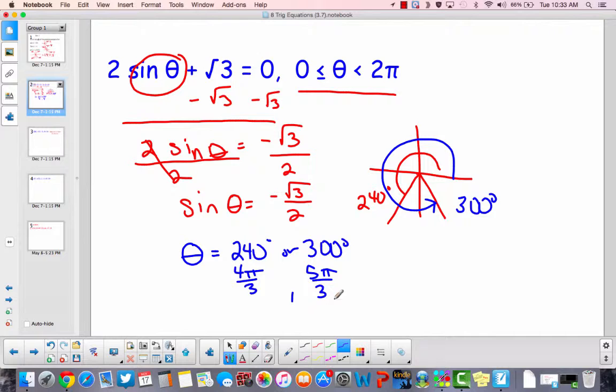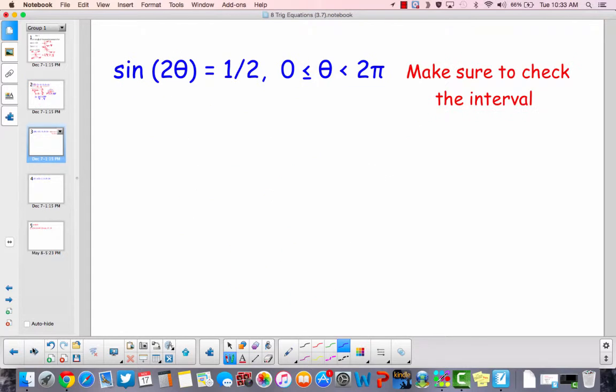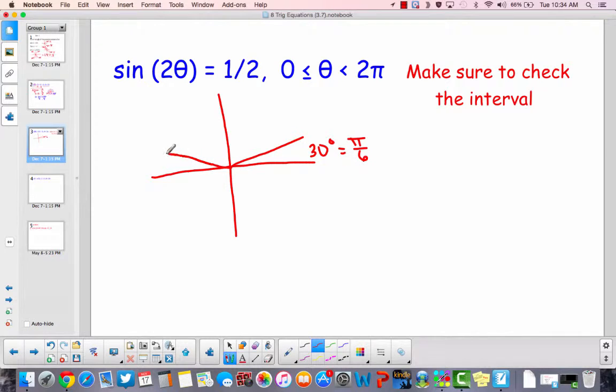All right, let's look at the next example. This one, sine of 2 theta is equal to 1/2. So where is sine positive? Well, sine is positive in the first and the second quadrant. Where is sine 1/2? Well, if we have 30 degrees, which is pi over 6, or if we have 150 degrees, which is 5 pi over 6.